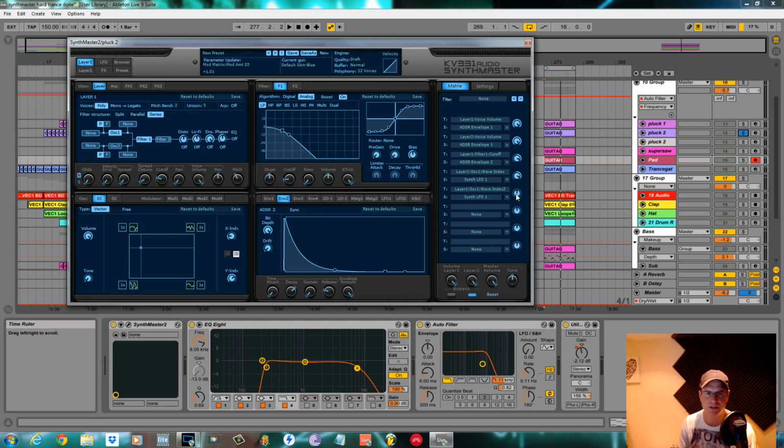So wave index 2, I had to the left, just before a quarter of the way. Oscillator 1 wave index, and the opposite, just before a quarter to the right.